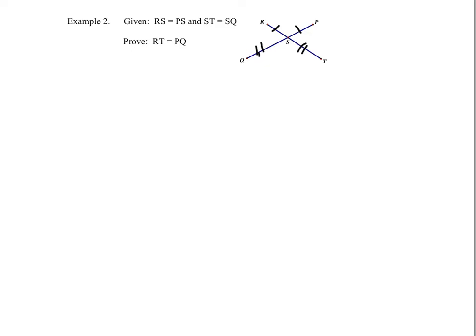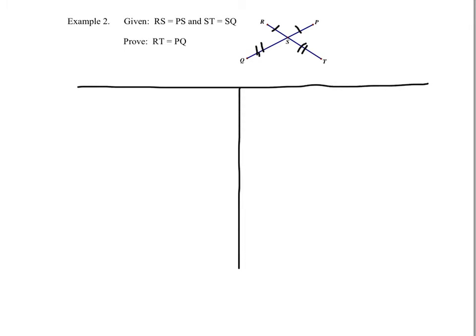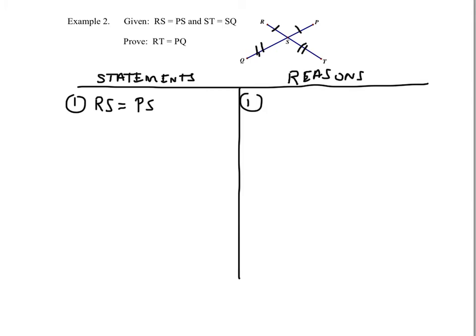Now it seems like it's pretty logical. We should be able to prove that, but let's take a look. So first thing, set up your two columns. Again, statements on the left and reasons on the right. In our first statement, we're going to go ahead and say that RS is equal to PS. And we're also going to go ahead and say that ST is equal to SQ, and that's given.